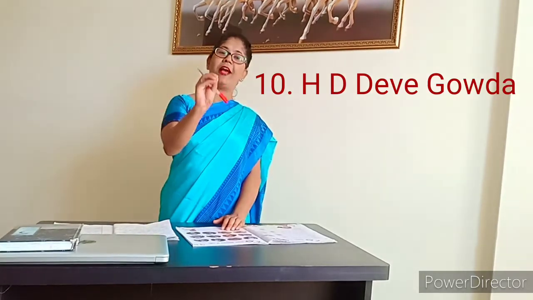Then we have number 10th, H.D. Deve Gowda. This is finally homework for you. Google it. Get the biography of this person and come to know about him, his full name, his education, and his duration as Prime Minister. Okay?